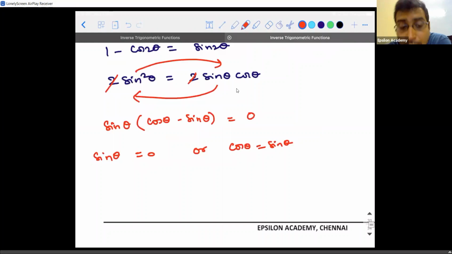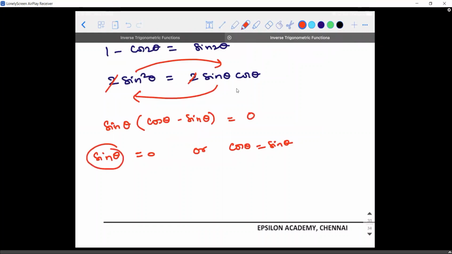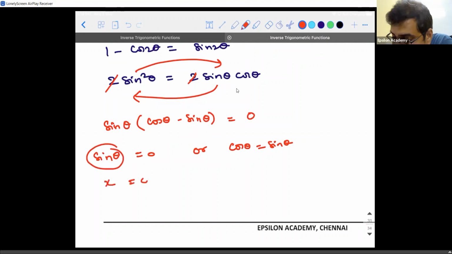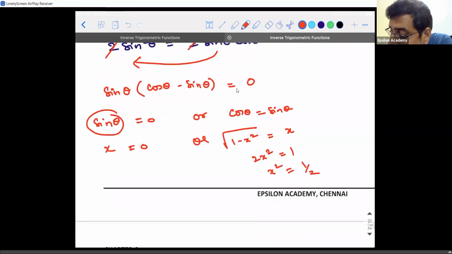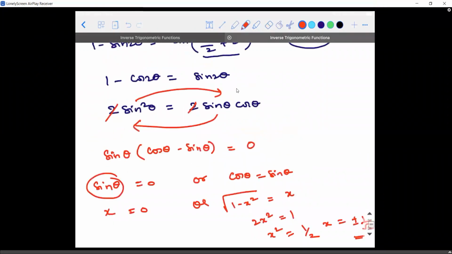When sine theta is 0, sine theta is nothing but x. Theta is x. x is equal to 0 or root of 1 minus x square is equal to x. Square on both the sides, you will get 2x square is equal to 1, x square is equal to half, or x is equal to plus or minus 1 by root 2. Any doubt? Wait, let me check one point.